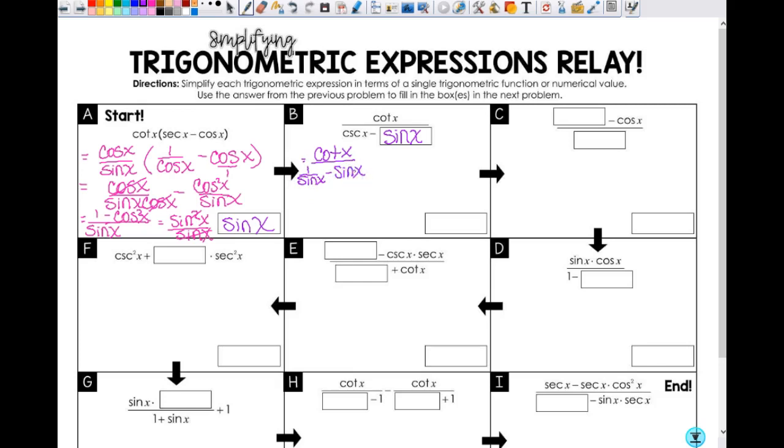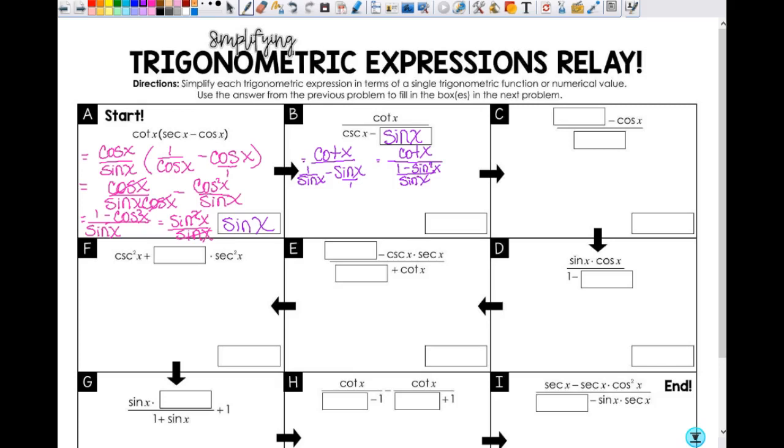Can I cancel those sines out? No, I cannot. But in the denominator, I need a common denominator, right? What would my common denominator be? Sine, okay? So I'm going to put this over 1. I'm going to leave cotangent of x in the numerator. In the denominator, I'm going to get a common denominator of sine of x. Since this already has a sine x in the denominator, that stays 1. This would have to be multiplied by sine over sine, so it ends up being 1 minus sine squared x. Everybody with me on that?